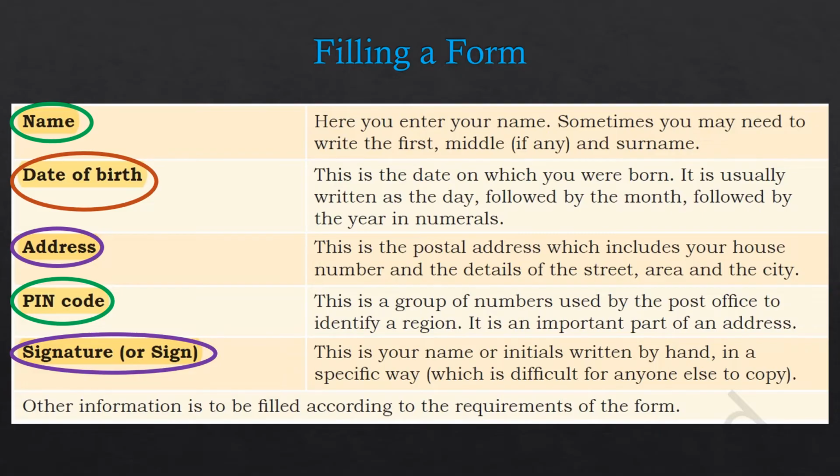Questions can be asked from this topic, like it can be asked what is a group of numbers used by the post office to identify a region. So you have to answer that it is PIN code. And it can be asked in the reverse manner also, that what is PIN code. So you have to define it, that PIN code is a group of numbers used by the post office to identify a region. In this way, questions can be asked from this topic, so you must know every information in detail.